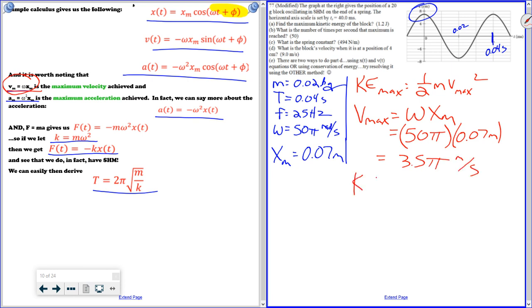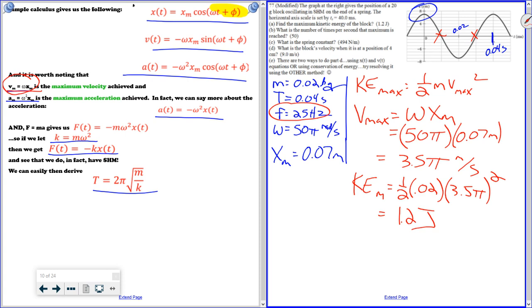Now I can find my KE max by plugging in 1/2 the mass times the velocity. Don't forget to square it. It gives you pretty close to 1.2 joules. I think it's a scotch more. So that's part A. Part B, how many times per second do you reach the maximum velocity? Well, it happens twice per period. It happens once here and once here, right? So you have 25 cycles per second, so double that is 50 times per second. So you reach that maximum 50 times per second.